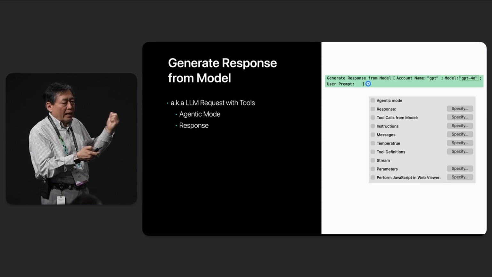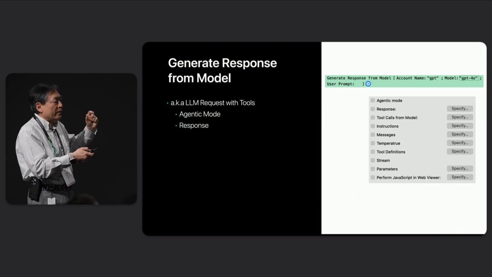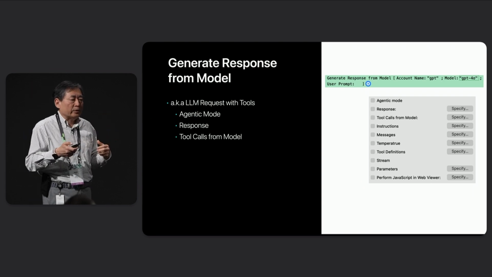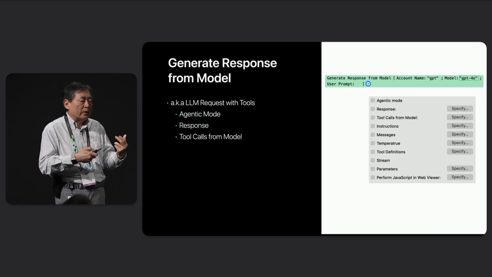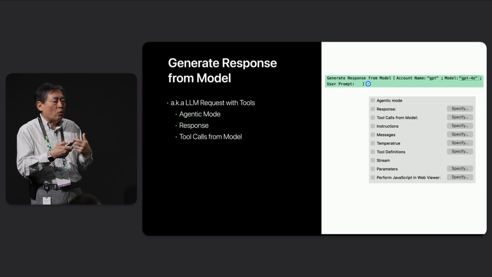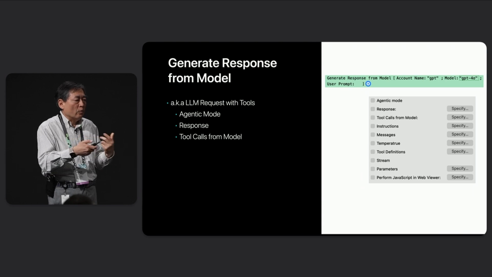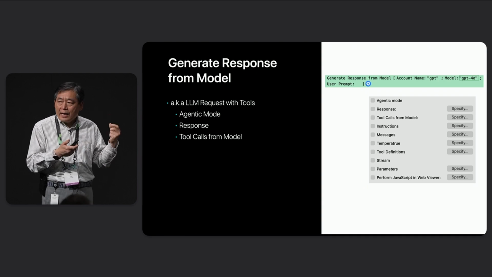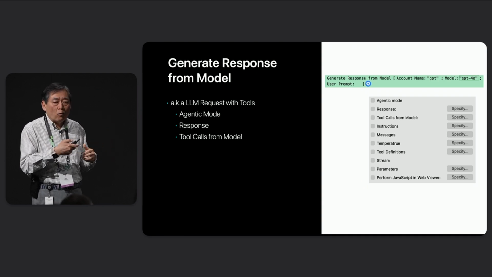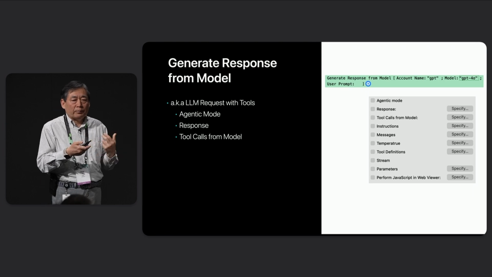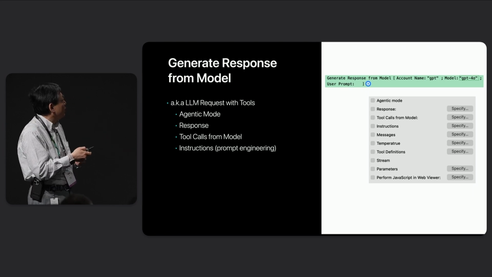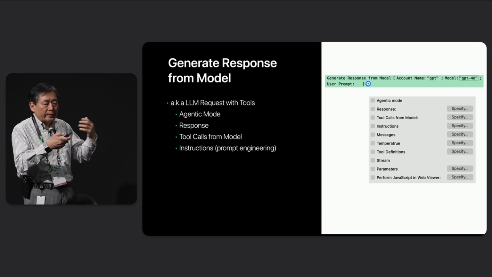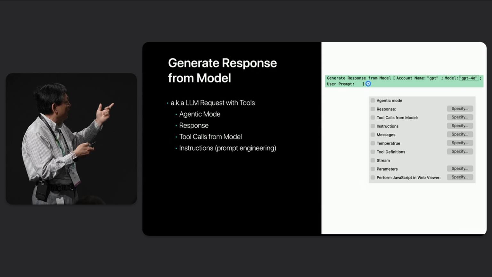The response field, like before, is where to store the final response. And tool call from model is different from the response. The tool call from model is to store those intermediate tool call results in there, so that might be good for your debugging. If you turn that on, it could be good for debugging, or say you want to do some audit purpose. Instructions is for prompt engineering. You can have all the prompt engineering you want in the instructions. But again, this is optional.